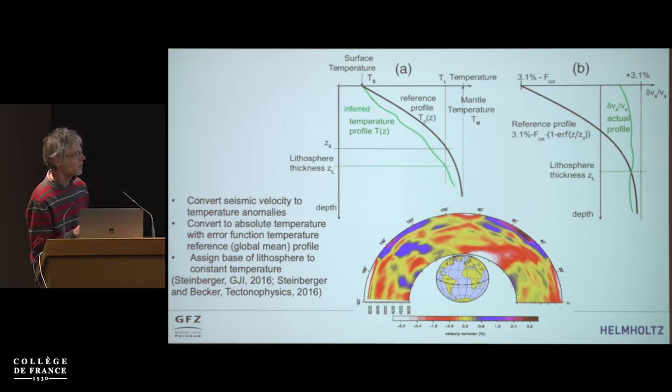But the point is that I don't take a constant velocity variation as the base of the lithosphere. Instead, I convert this seismic velocity variation to a temperature variation, and then I add to this temperature variation a reference temperature profile, which is meant to correspond to the global average. And then for the inferred total temperature profile, I take a certain temperature value as the depth of the lithosphere. So this can be also done by computing where this seismic velocity variation intersects this reference profile, right?